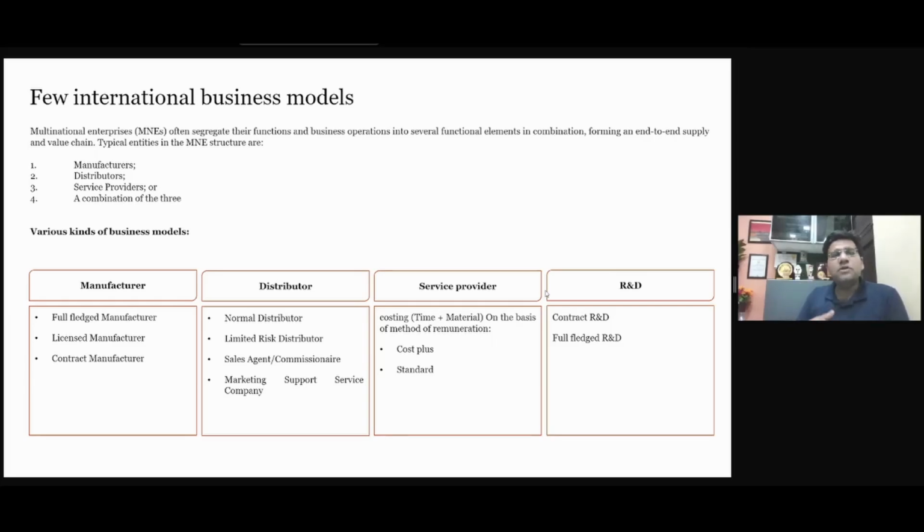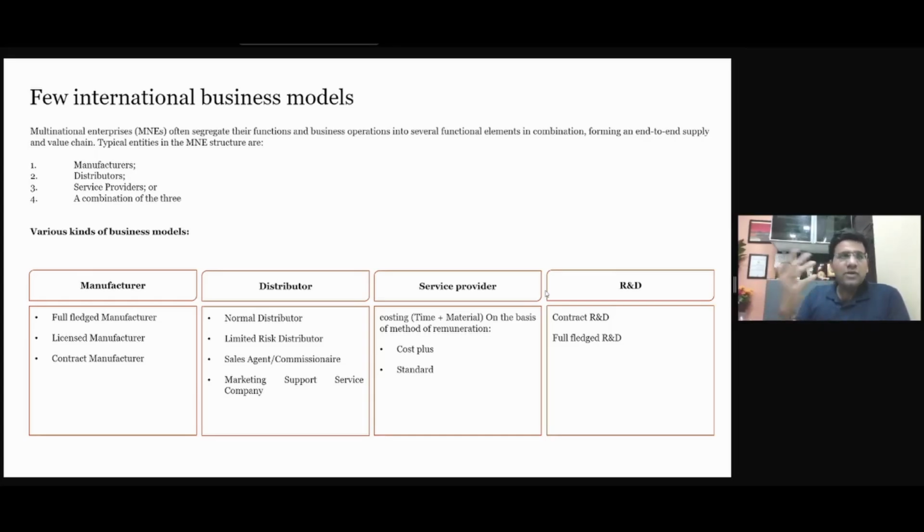Similarly, when we go to distributor, again, you can have a case of normal distributor who is buying and then selling on a P2P basis, sharing all risk and rewards on his own name. Then we have a limited risk distributor, then just an agent, or we call it commissioner, or lastly, just a marketing support company who is just providing information, not involved in actual sales.